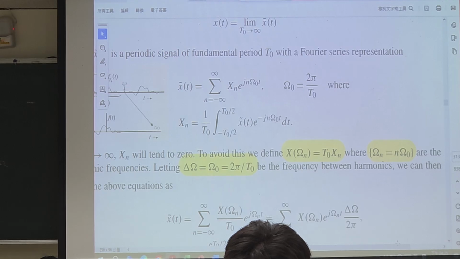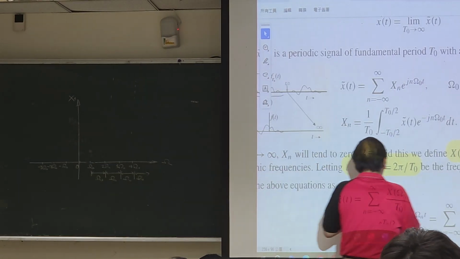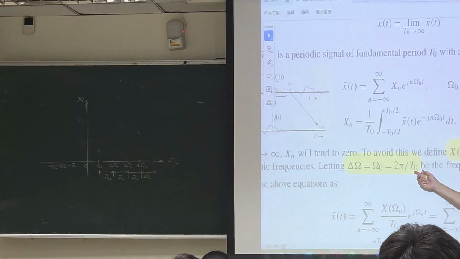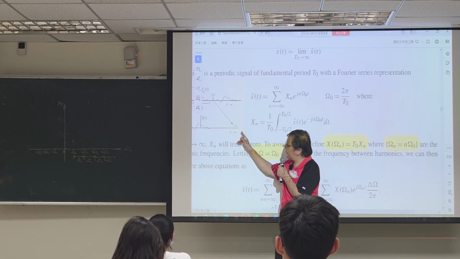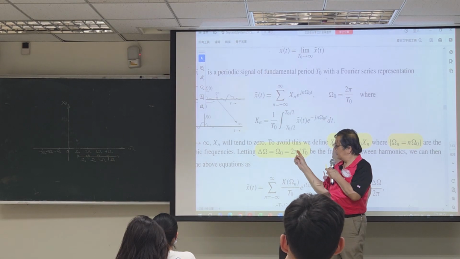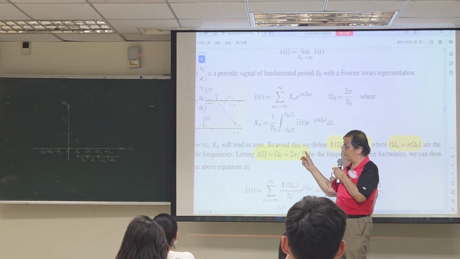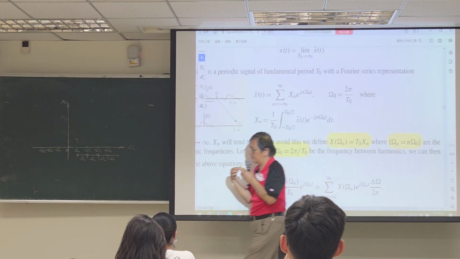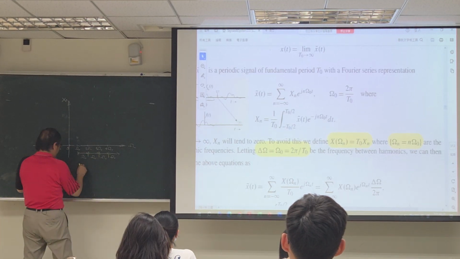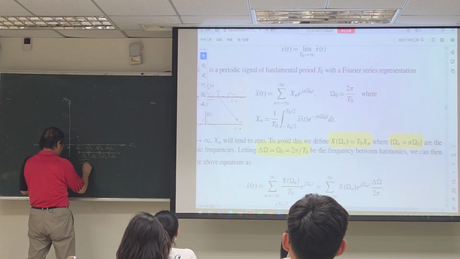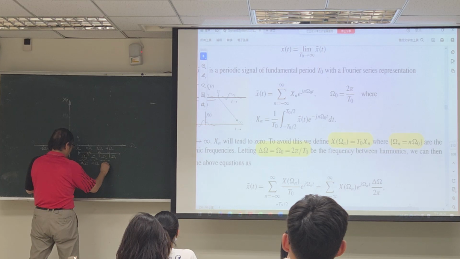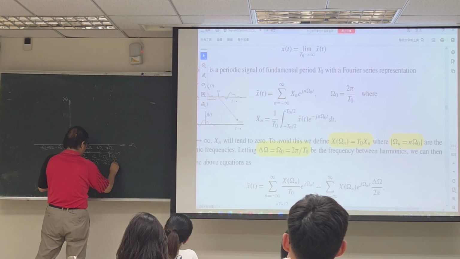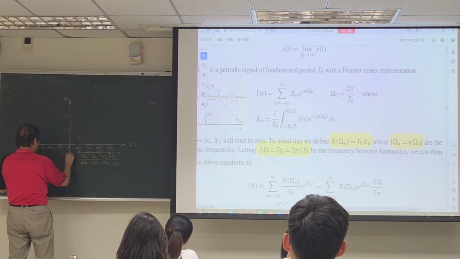Now you can imagine when this T0 becomes bigger and bigger and bigger. When the period becomes bigger and bigger, this number becomes smaller, smaller, and smaller. So let me call this delta omega. And similarly, this is delta omega.